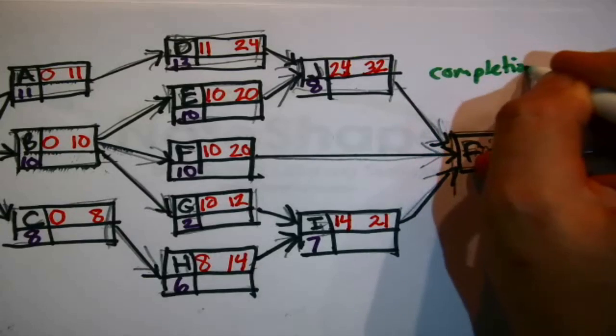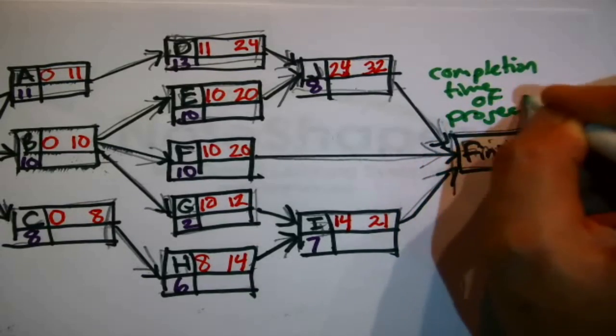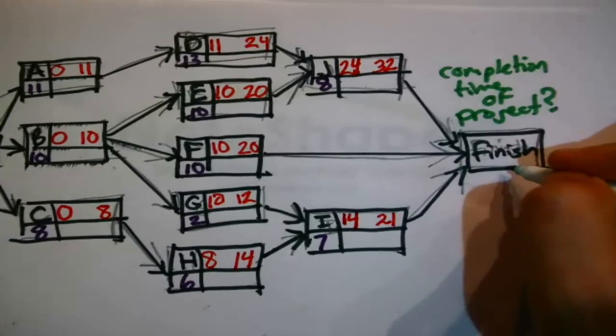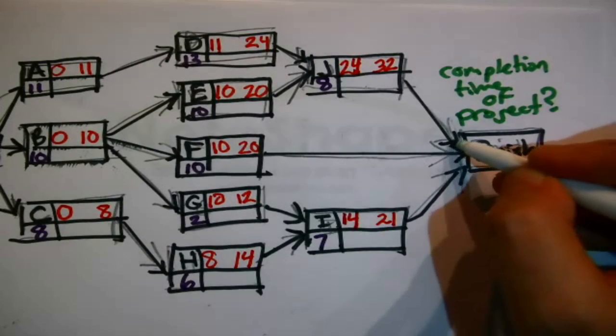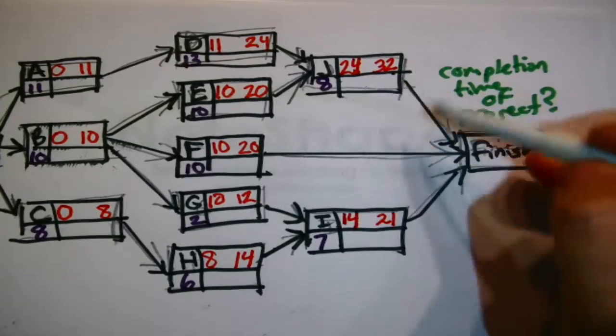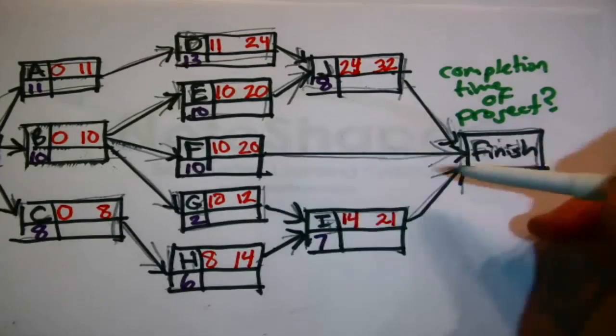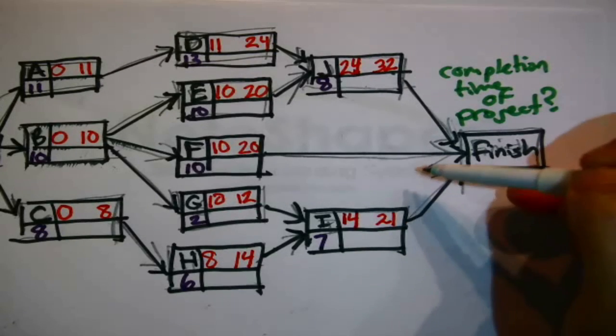What is the completion time of this project? Well, we complete it here at the finish. How do we find that out? Trace anything that's connected to the finish and see when's the earliest it could finish. This could finish at the earliest in 32 days, that could finish at the earliest in 20, and this could finish at the earliest in 21.